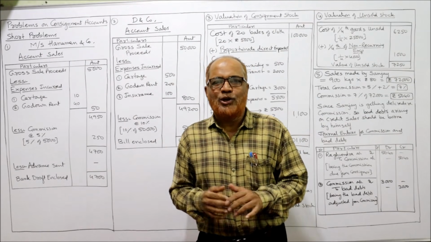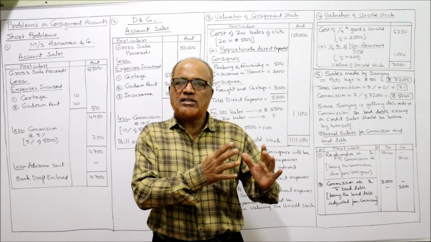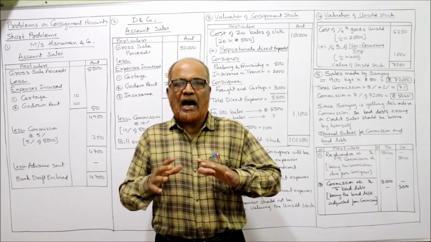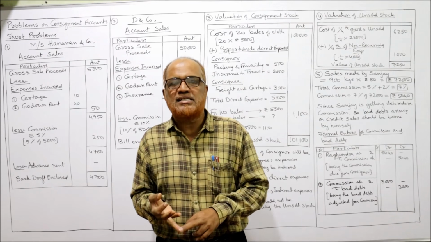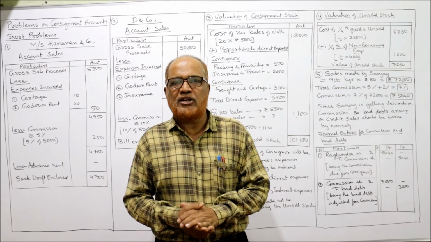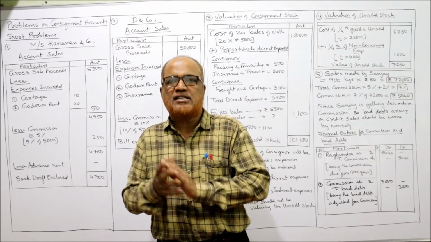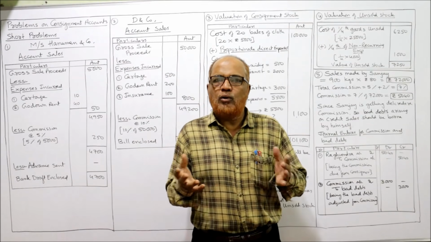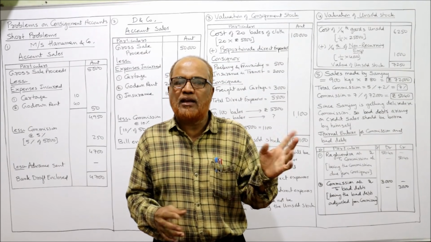I'm Hasham. So now I'm going to start the problems on consignment accounts. In the last two videos I have completed the theoretical part of consignment account. I have explained in detail what is consignment, the difference between consignment and sale, and what are the documents used in consignment, then accounting treatment. That means the journal entries and ledger accounts to be maintained by the consignor and the consignee, and different issues like calculating the value of unsold stock, value of abnormal loss, and different types of commission. All these things I have explained in the last two videos.